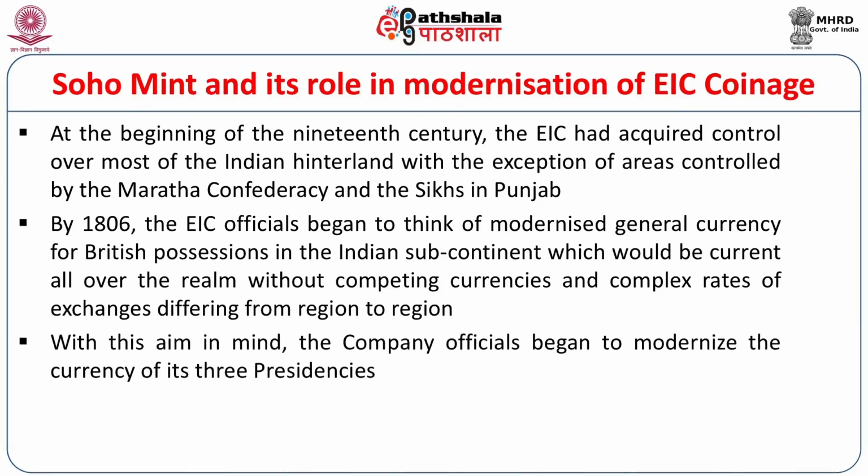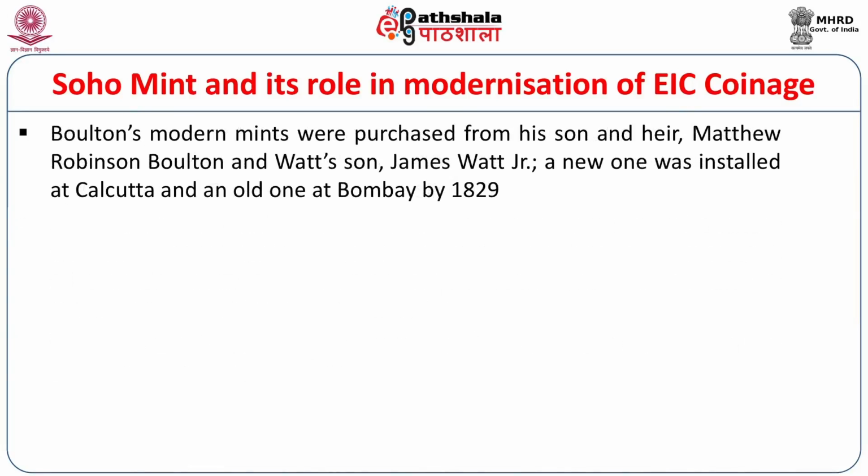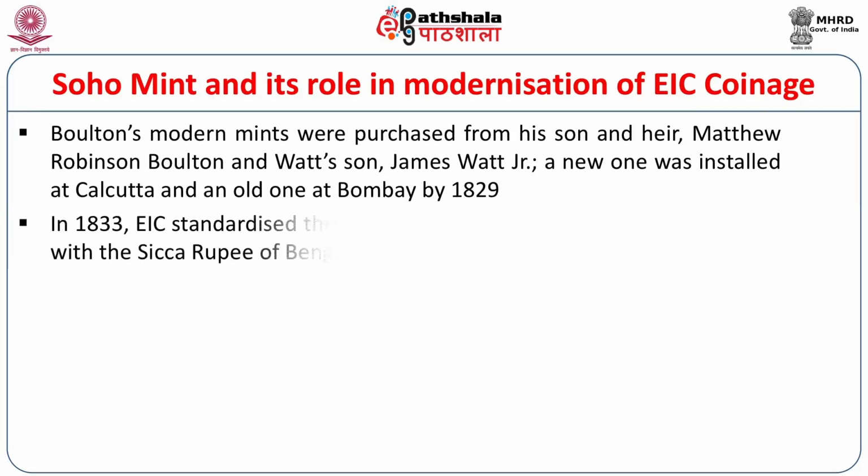With this aim in mind, the company officials began to modernize the currency of its three presidencies. Thus, with this aim, somewhere in 1820s, the EIC officials approached Boulton's son and successor, Matthew Robinson Boulton, and James Watt's son, James Watt Jr. Thus, they happened to purchase two mints for the Indian mints. A new one was installed at Kolkata and an old one was installed at Bombay in 1829.